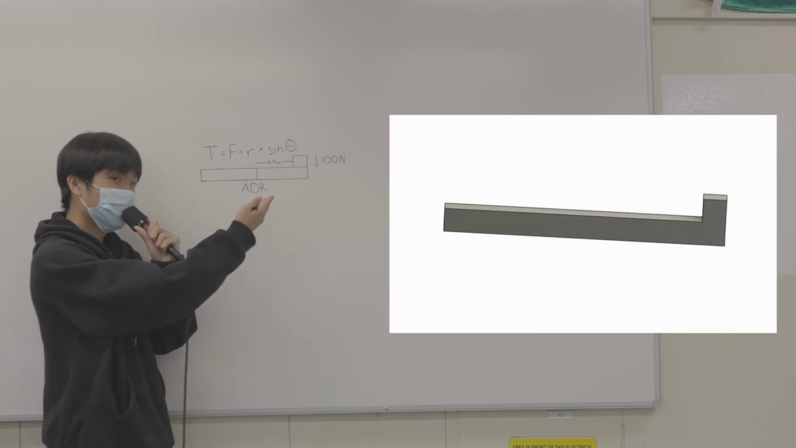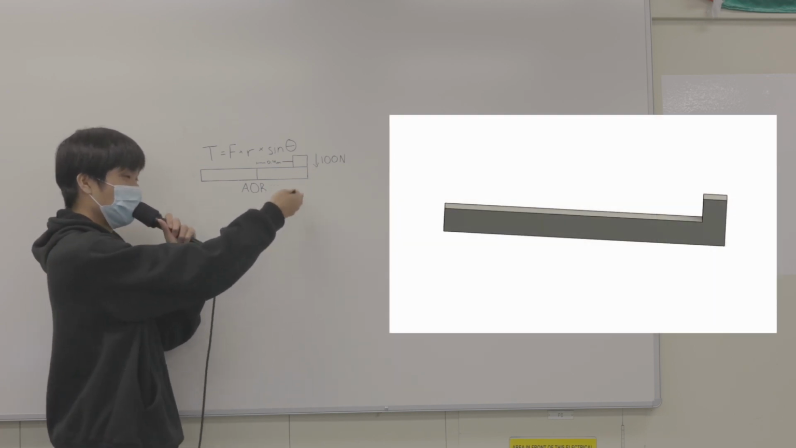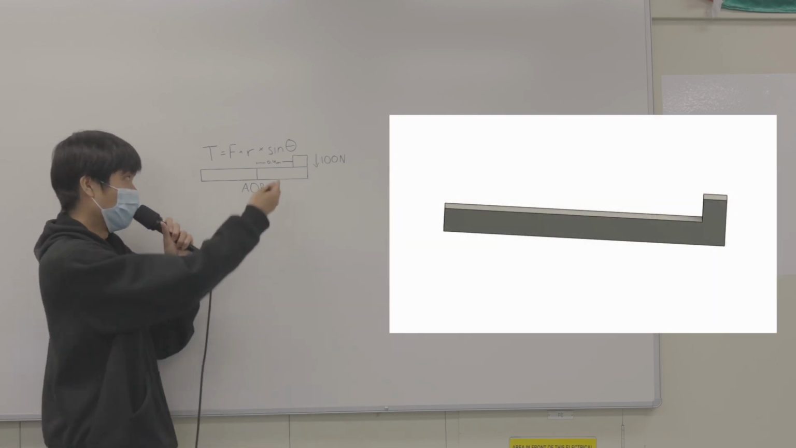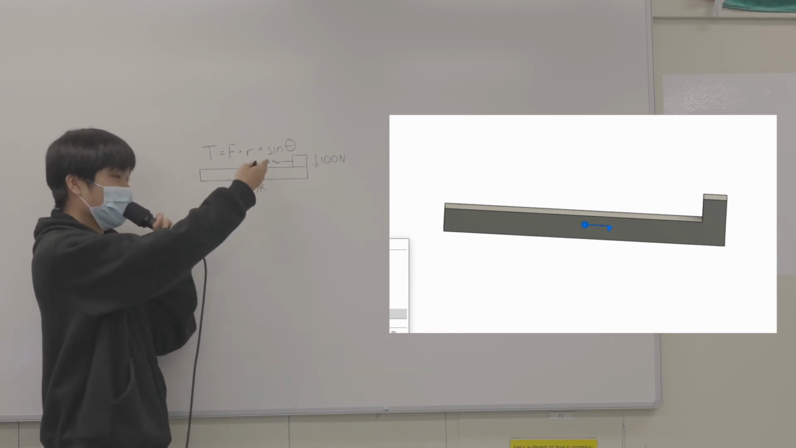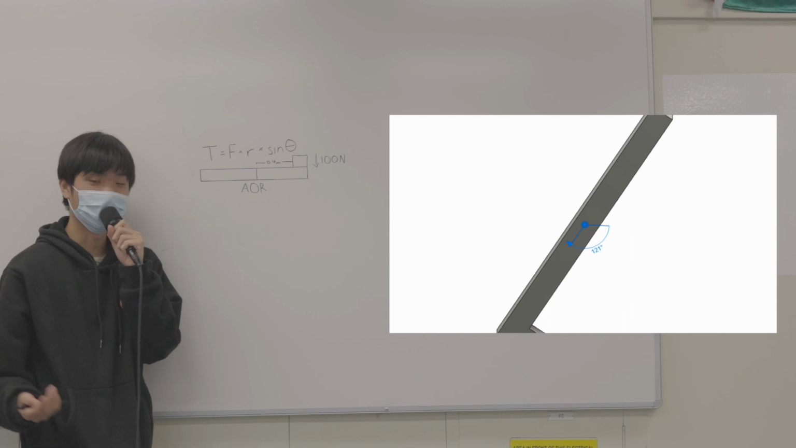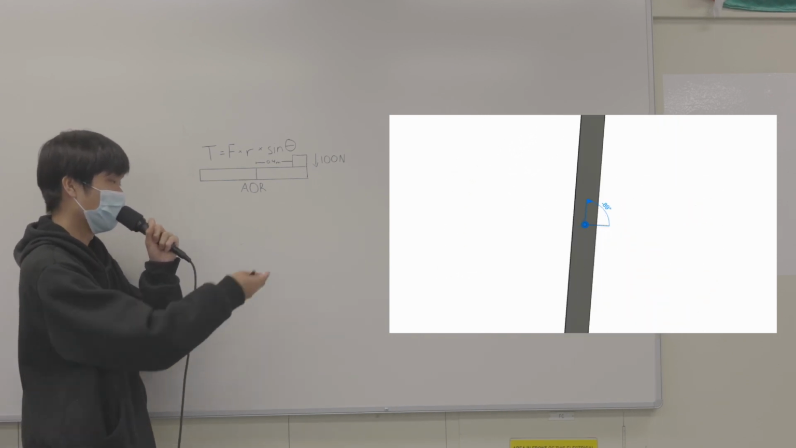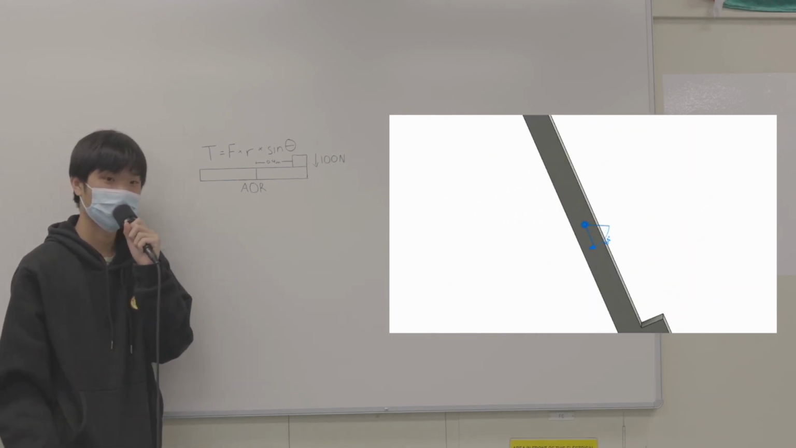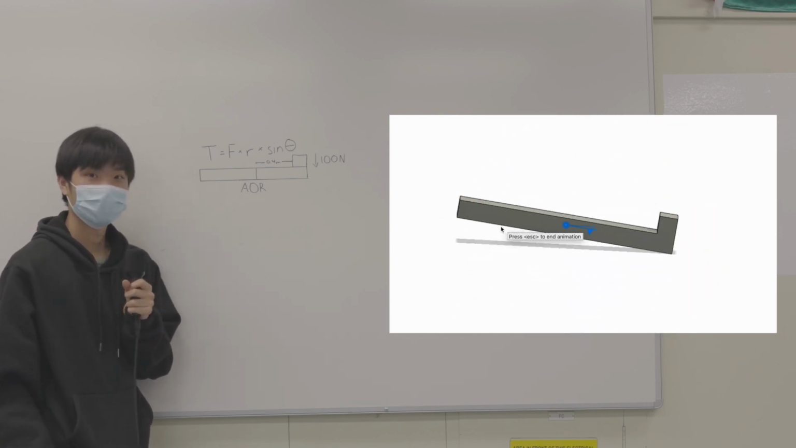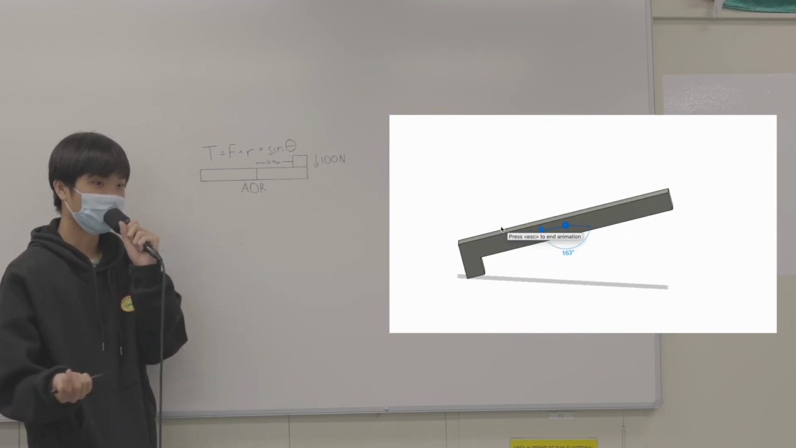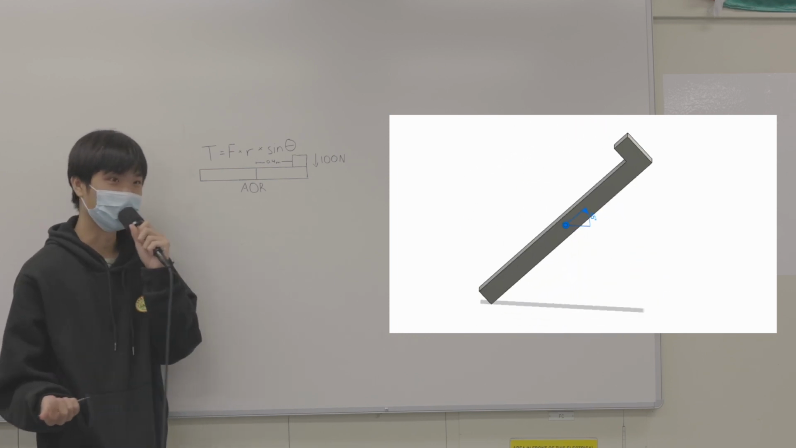In this problem, there is a block applying 100 newtons of force on the right side of this object, 0.4 meters away from the axis of rotation. Now that we have this equation, I'll give you a few seconds to pause the video and attempt this problem by yourself. Okay, now that you have hopefully solved the problem, I'll go over the solution.